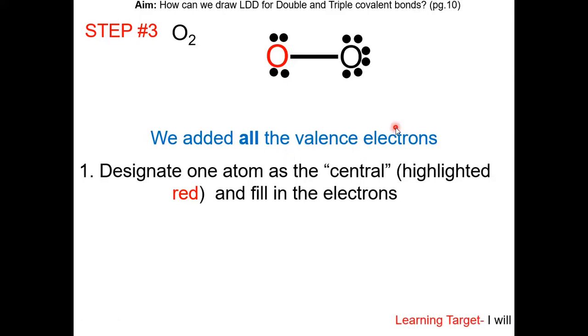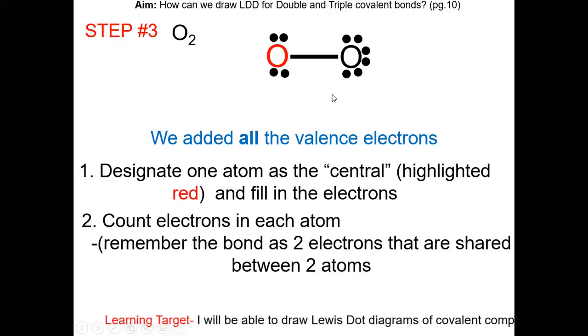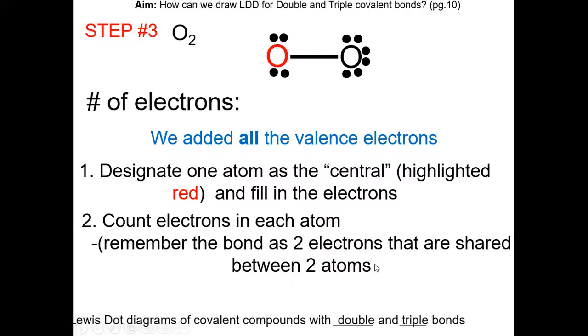We added all the valence electrons. If you count, we added all 12. 1, 2, 3, 4, 5, 6, 7, 8, 9, 10, 11, 12. So we cannot add any more valence electrons. So now we're going to count the electrons in each atom to ensure that each atom has fulfilled the octet rule. Keep in mind, the bond is 2 electrons that are shared between 2 atoms.